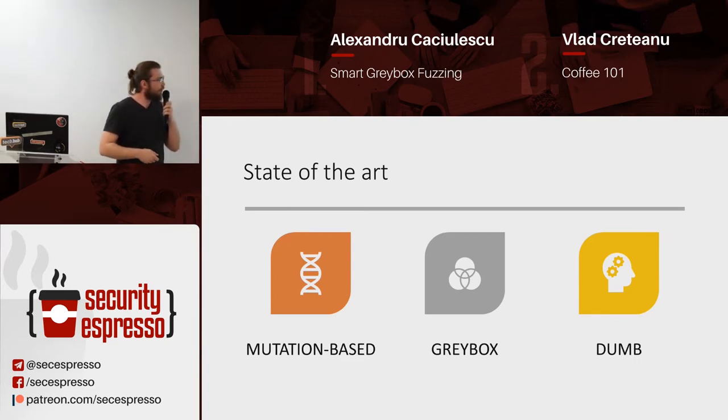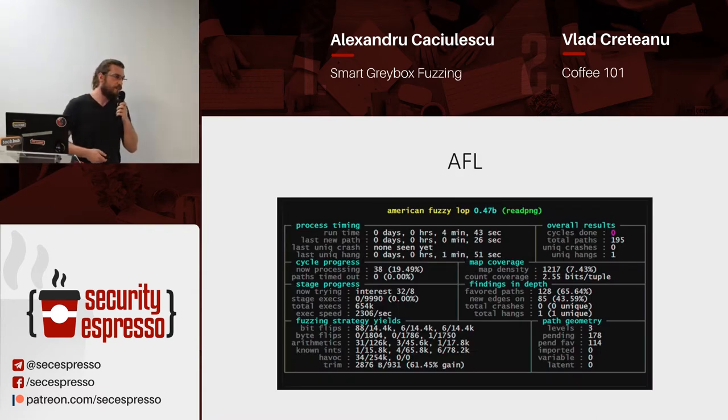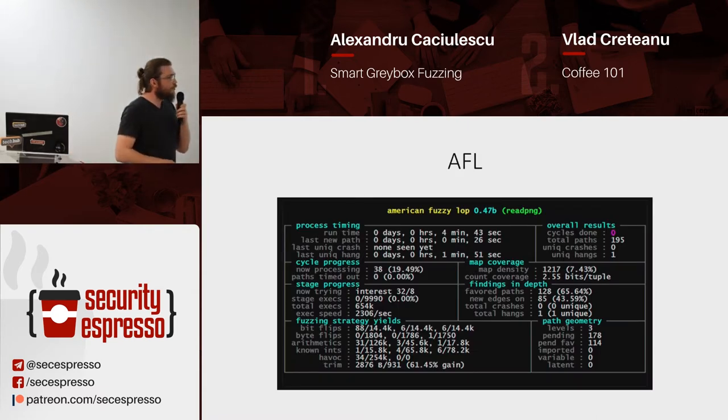And we'll speak about that in a minute. But on the other hand, it's quite dumb. And this fuzzer is called AFL, the American Fuzzy Lab. I assume most of you are familiar or should be familiar with it. It's an open source fuzzer, one of the most used fuzzers. It has tons of variations out there.